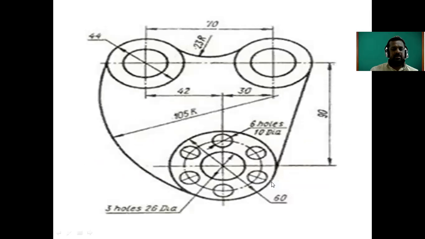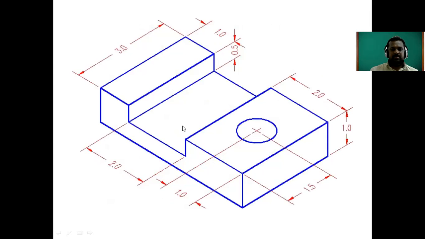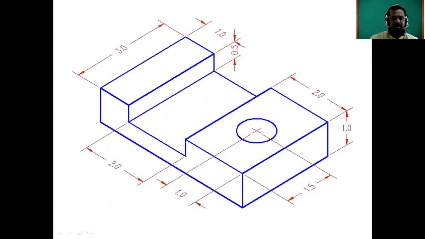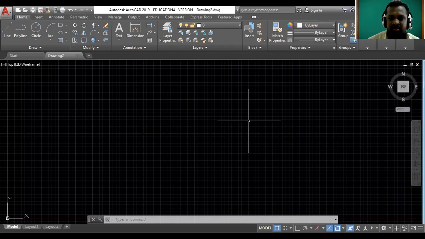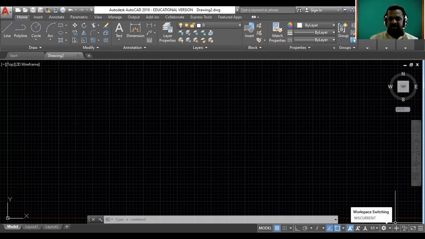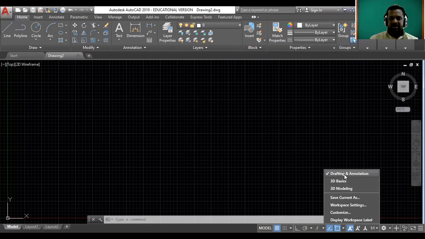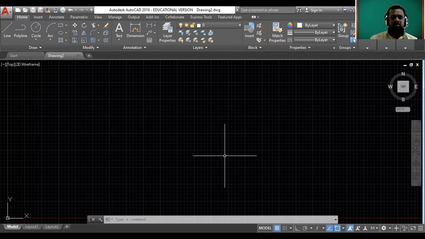Then see here in AutoCAD, this is the AutoCAD and whatever screen you are looking at is for 2D only. Just check here, that workspace switching. Just click on this workspace switching. The drafting and annotation mode is on, means it is 2D. Then how can we change this plane, or change this working space?